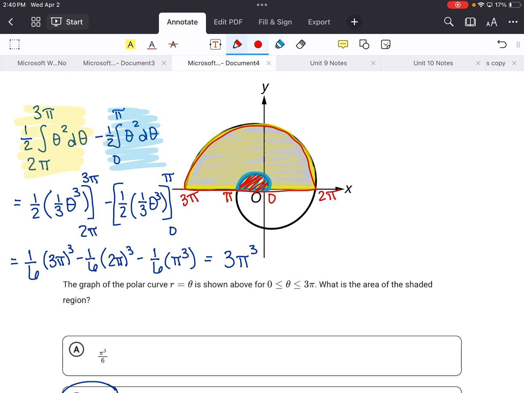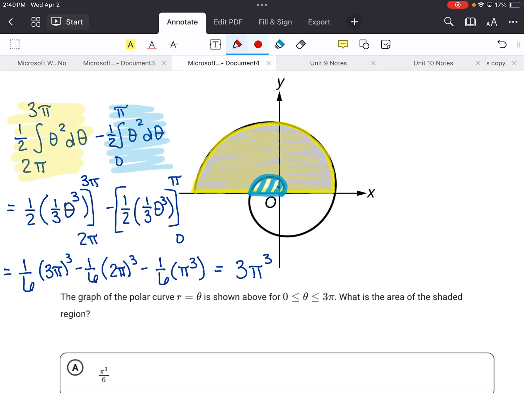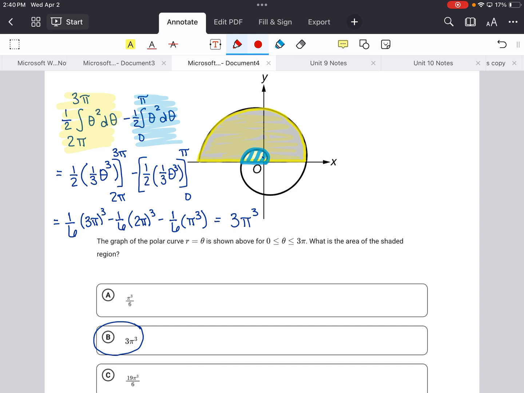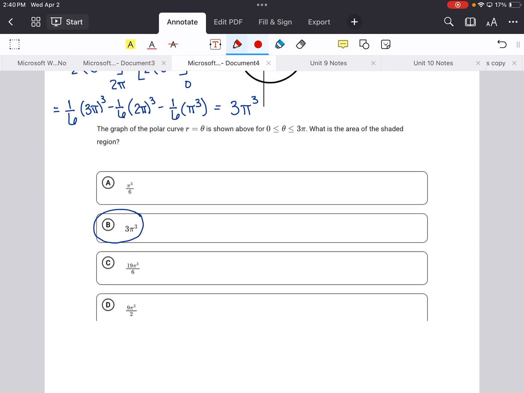So when you guys see how I set this up, because I don't want to spend too much more time on this, the video is getting kind of long. When you look at how I set this up, the part that's shaded in yellow is the 2 pi to 3 pi part, but that would have included the hole in the middle that I don't want. Well, the part in the middle that's the hole is between 0 and pi. So I did the outside part minus the inside part, and then did a lot of algebra, and it all simplified down to 3 pi cubed.